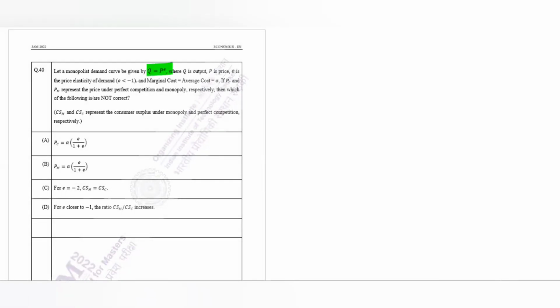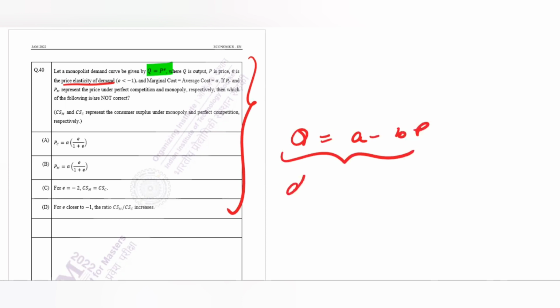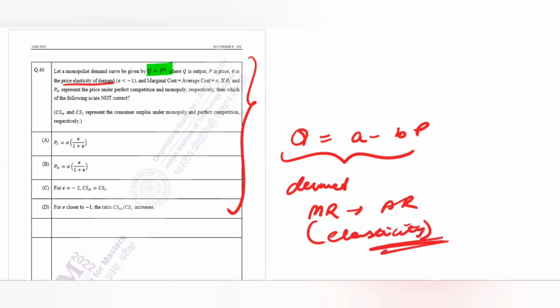MR is equal to P(1 - 1/E), where E is your price elasticity. We have done this very well in the class. We actually went ahead. We started with a usual equation, and from here we derived, remember, the MR curve in terms of the AR curve and elasticity. We named that as the Marshall-Lerner condition. We have done that already, right? So we have gone ahead and done this question.